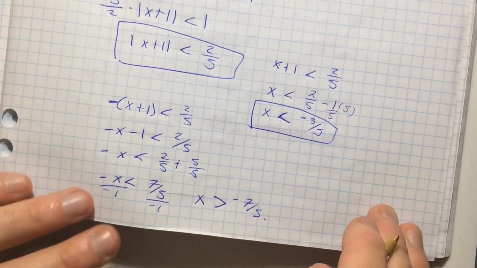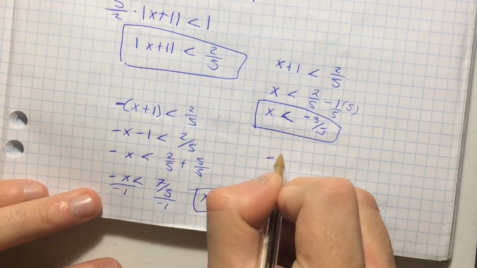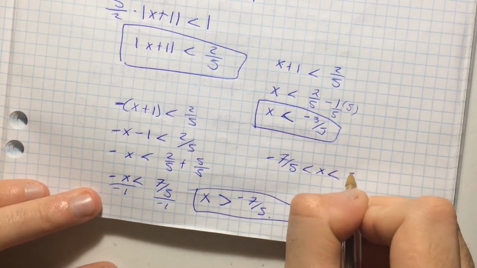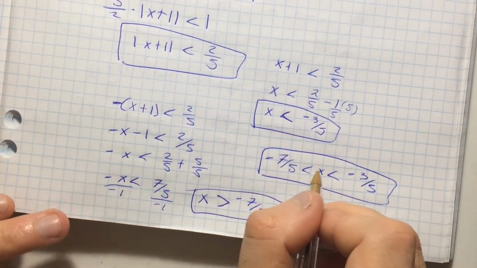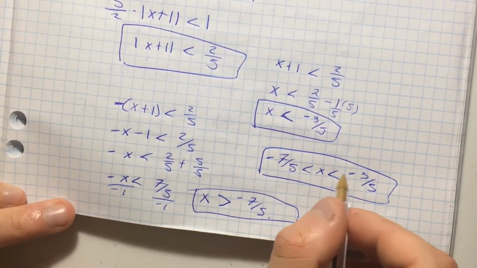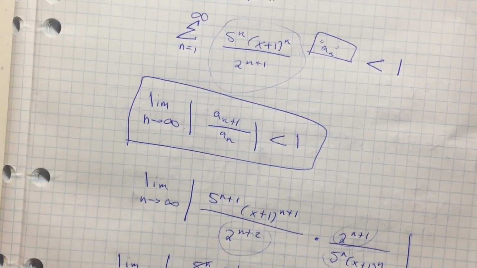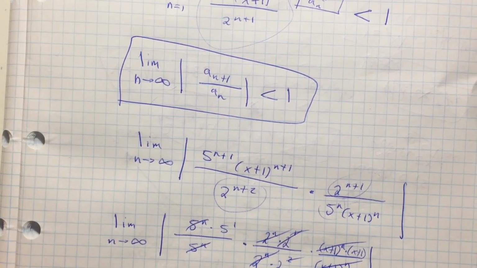Which means now that my open interval of convergence is negative 7 over 5 is less than x is less than negative 3 over 5. So basically, if I plug in a value that's in this range, this series at the very top will converge. And that's the end of the problem. Thanks for watching. See ya.